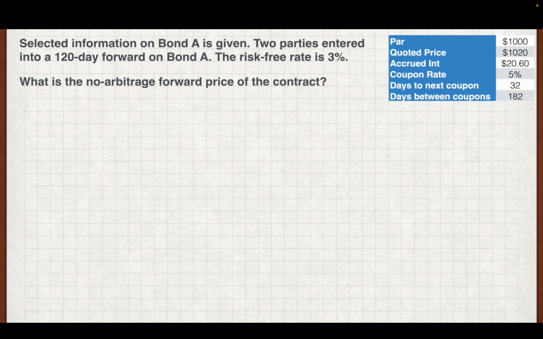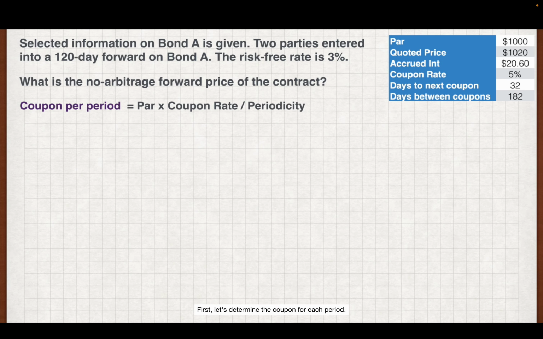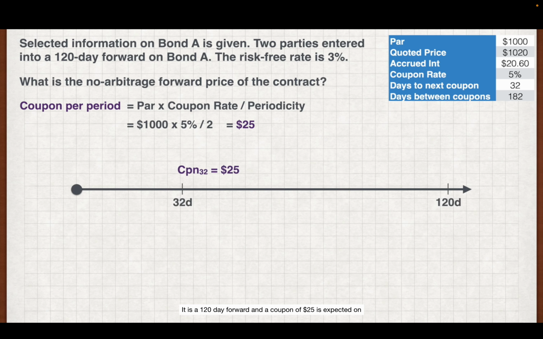And we're back. First, let's determine the coupon for each period. The number of days between coupons is 182, so it is a semi-annual coupon bond. The coupon must be $25 based on $1,000 par. For a start, let's draw the timeline. It is a 120-day forward, and a coupon of $25 is expected on day 32. The number of days from coupon date to expiration is therefore 88 days.